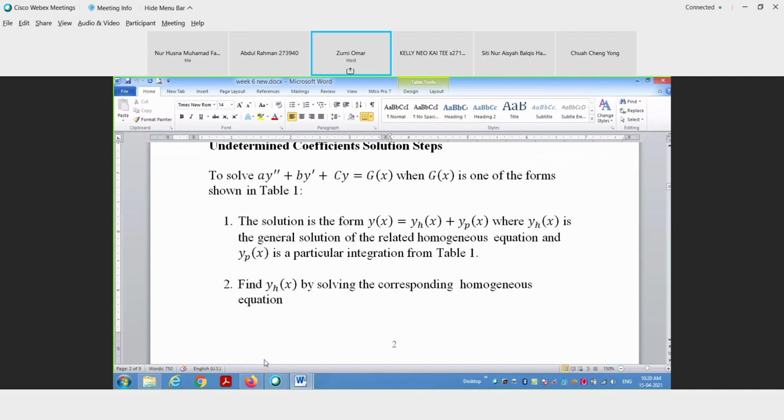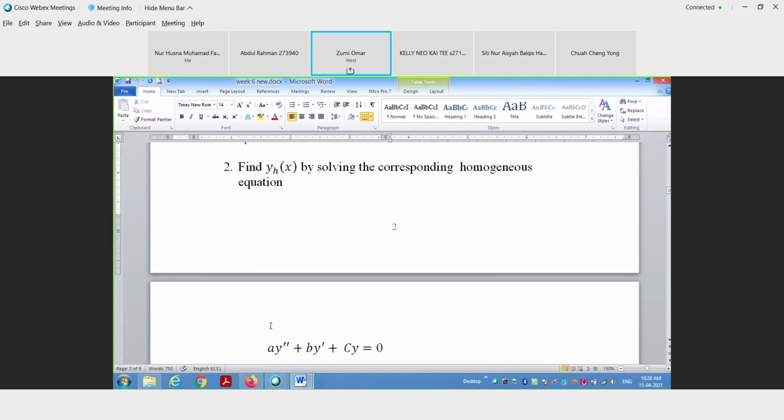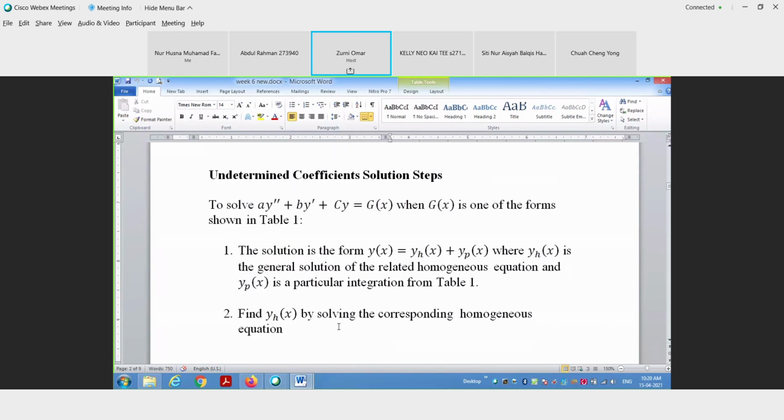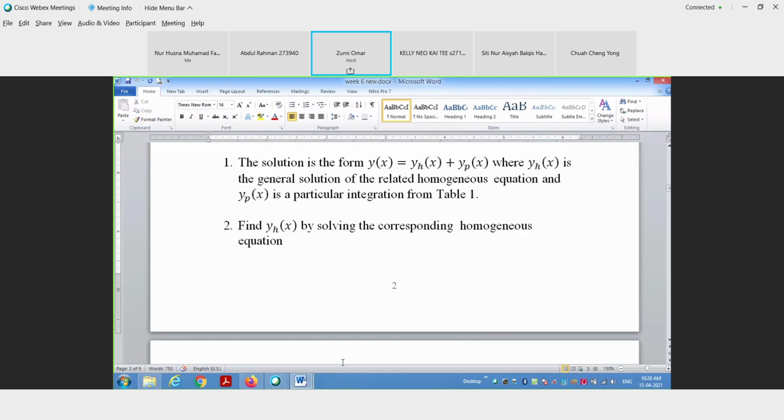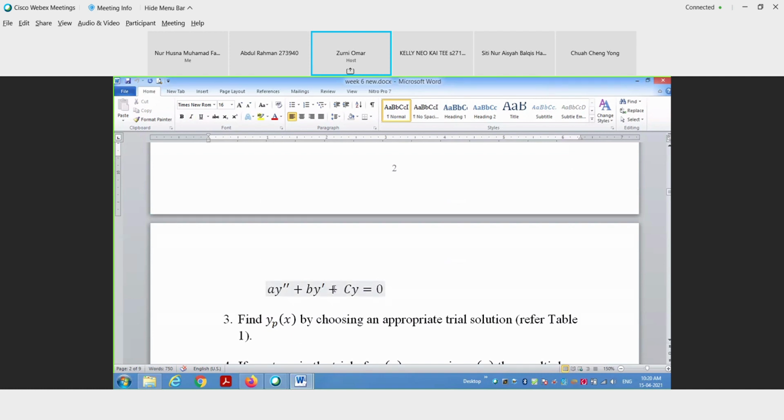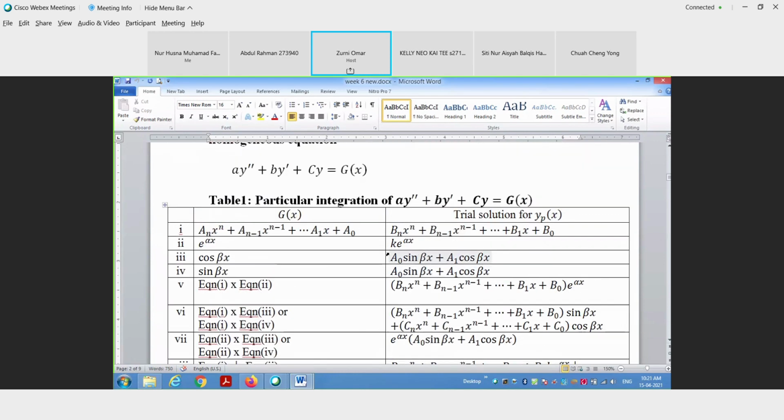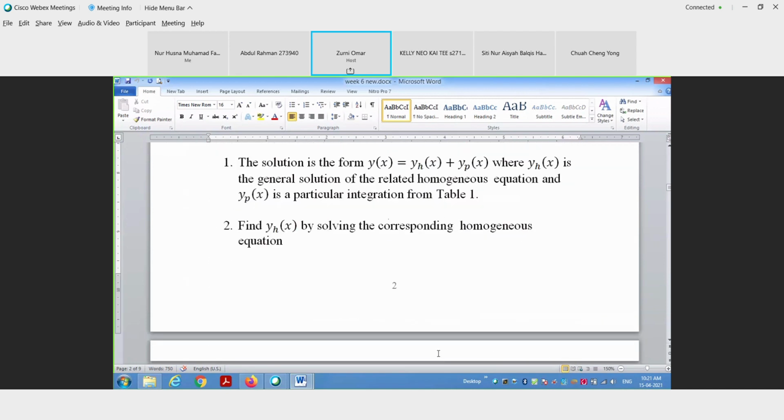And then you need to find yh. You reduce this; now g(x) becomes 0 because you want to solve for homogeneous. Then from here you can get yh. To find yp, you choose the appropriate trial solution. So you refer to g(x), and then you choose the appropriate trial solution to find yp.